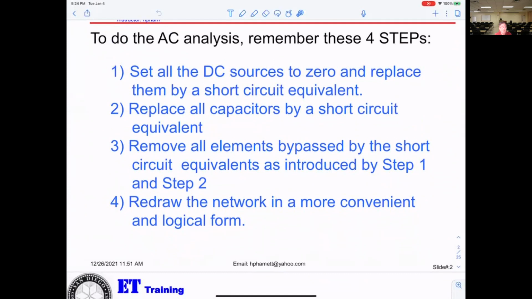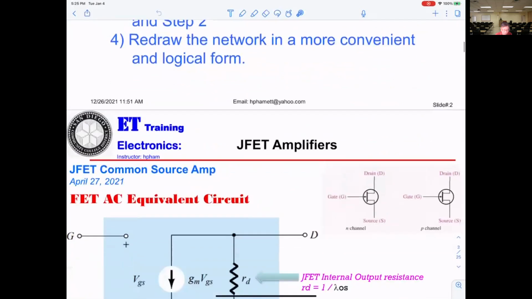Like I said, the DC source will be shorted to ground. All of the capacitors will be shorted. That means you cannot see any capacitor in the AC model anymore. Also remove all of the bypass elements by short circuit. You understand, if you have a bypass capacitor, it has to be shorted. And now you redraw the circuitry for AC.